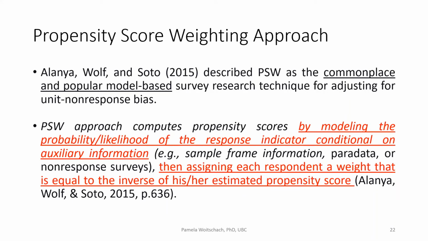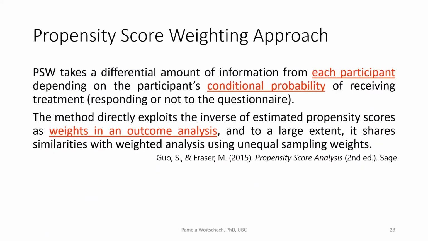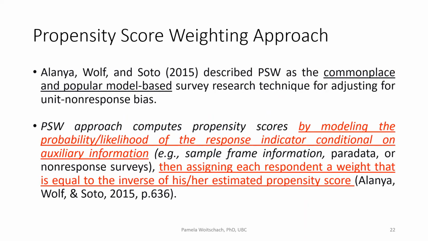Propensity score was described by Alania in 2015 as the commonplace and popular model-based technique for adjusting for non-response. It consists in modeling the probability of the response indicator and then assigning each respondent a weight that is the inverse of his estimated propensity score. Remember that idea, that is the inverse of the estimated propensity score.